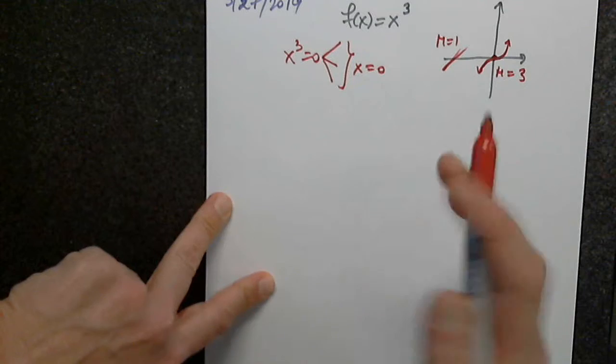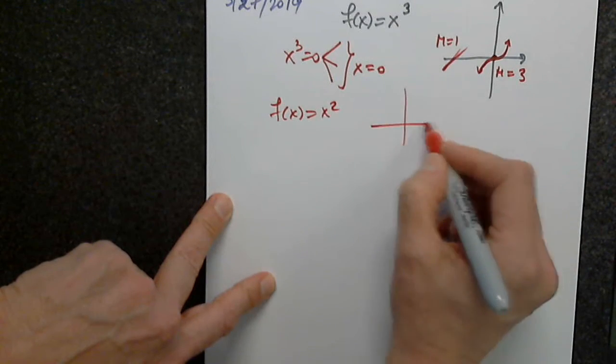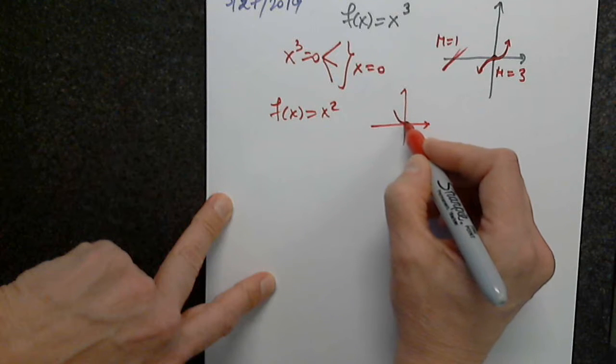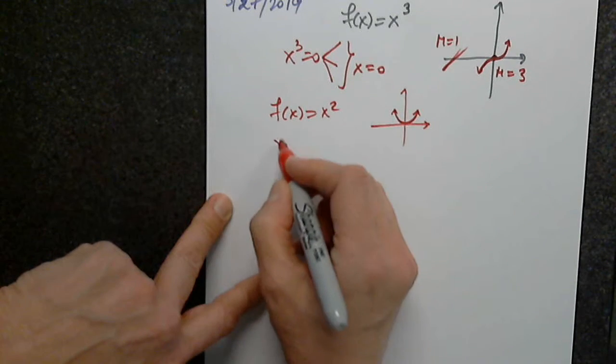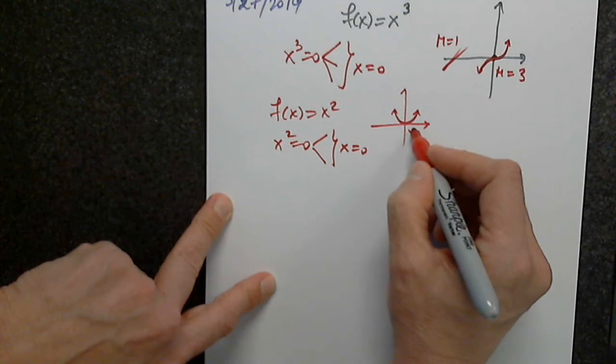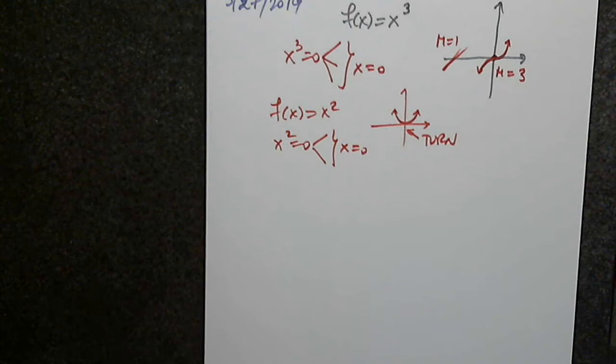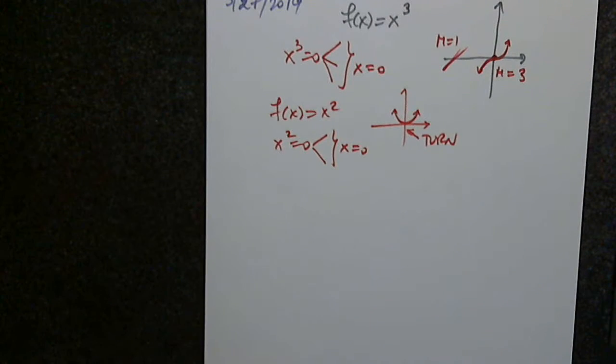And the same thing with even multiplicity. So for example, f of x equals x squared, we know this graph. We graphed it so many times. x squared equals 0 has 2 solutions, x equals 0. That's why it's a turn. Is that clear? We're going to see it better in problems. We didn't get the chance to graph any.